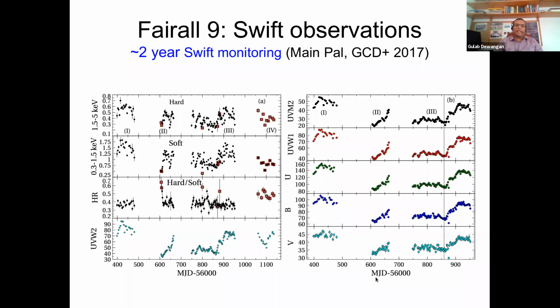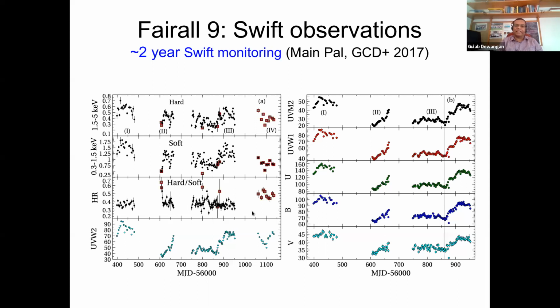So here is one example. This is Fairall 9. This is a two-year Swift monitoring observation in the UV, optical, and X-ray. These are the light curves. And you do need long light curves for some of these AGNs, because if the black hole mass is large, the time scales are long, and you need long observations. And these are the two-year-long monitoring observations in different bands.